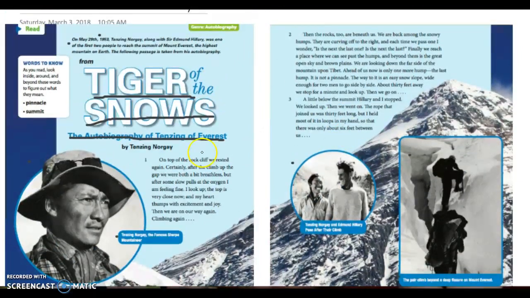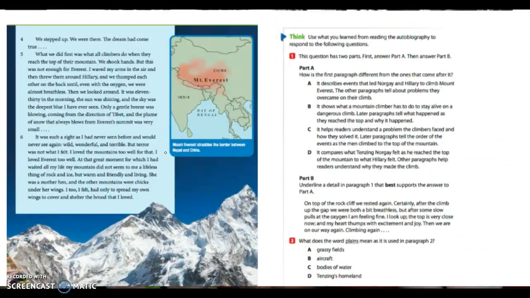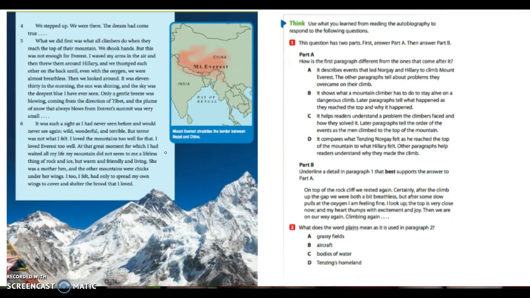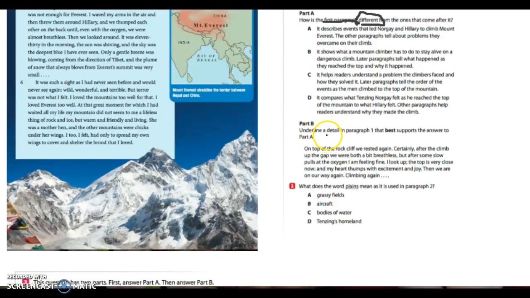The next part of unravel is, are you reading the questions? It's really important, so let's go ahead and look at it. Question number 1, part A. How is the first paragraph different from the ones that come after it? So I look at the word first paragraph, that tells me where, and the word different I'm going to circle because that means how they are not alike. Part B. Underline a detail in paragraph 1 that best supports the answer to part A.